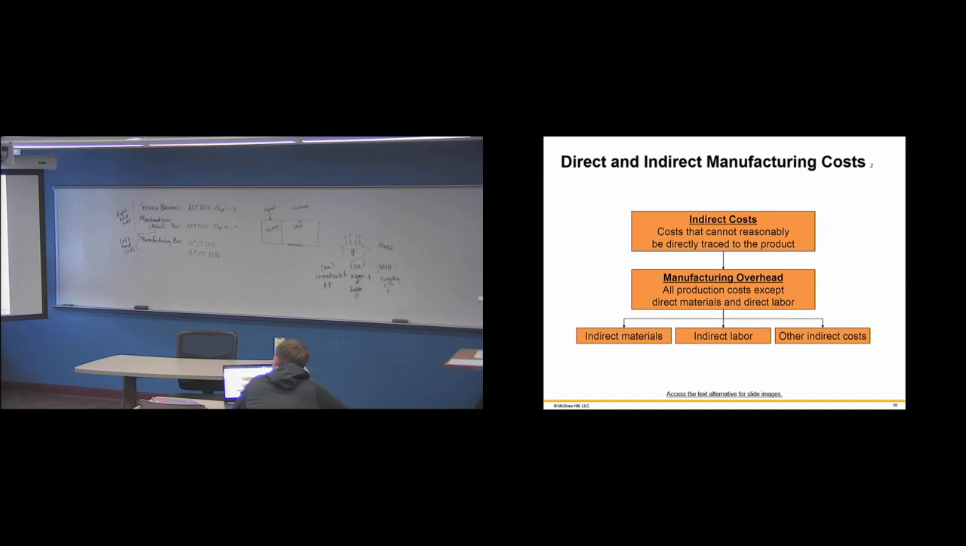But why is it so significant that we categorize things in the right places? Because particularly with overhead, the way we assign overhead to the cake, for example, is different than the way we assign direct materials and direct labor. So we've got to make sure we get the costs in the right categories. Okay? Make sense? Maybe?